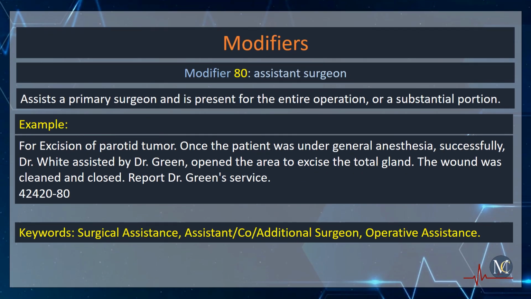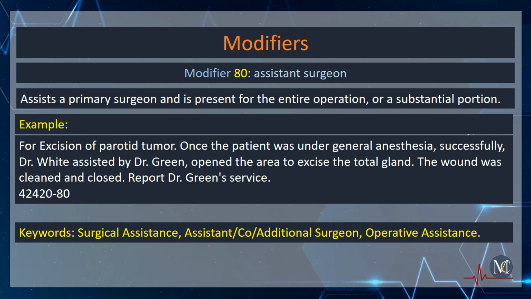Modifier 80. CPT modifier 80 is utilized in healthcare billing to indicate that one physician assists another physician in performing a procedure. If an assistant surgeon assists a primary surgeon and is present for the entire operation or a part of the operation, then the assisting physician reports the same surgical procedure as the operating surgeon. The operating surgeon does not append a modifier to the procedure that he or she reports. The assistant surgeon reports the same CPT code as the operating physician with modifier 80 appended.